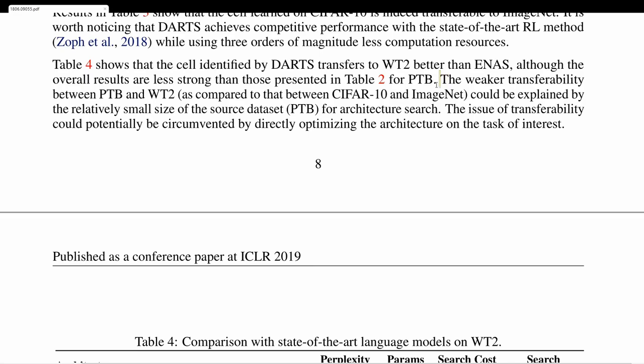The weaker transferability between PTB and WT2 as compared to that between CIFAR-10 and ImageNet could be explained by the relatively small size of the source data set for architecture search. The issue of transferability could potentially be circumvented by directly optimizing the architecture on the task of interest.